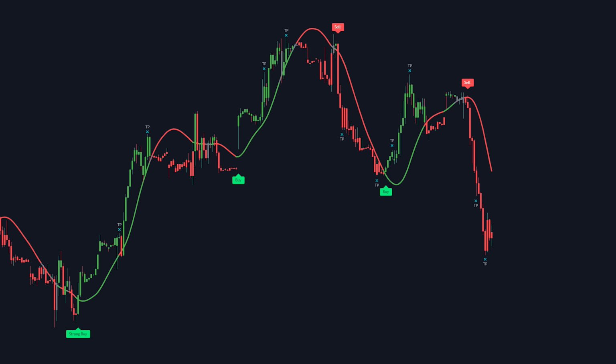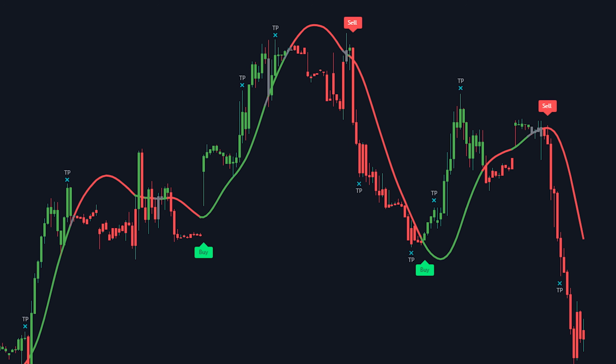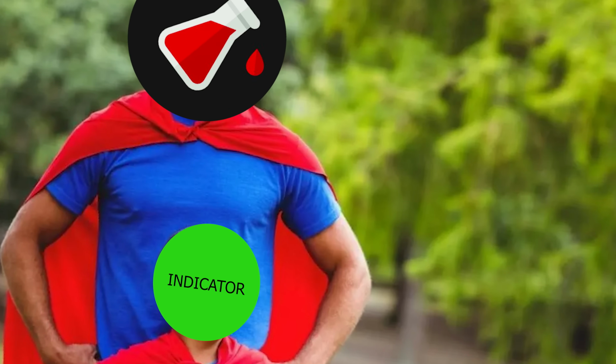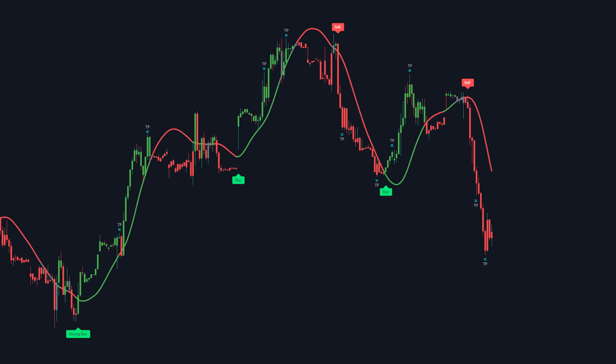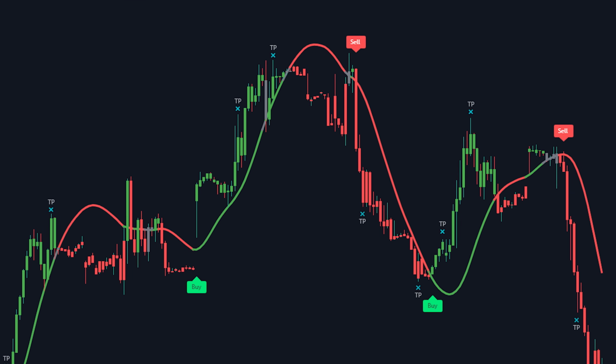Now, if you just look at this chart, look how beautifully the indicator bought and sold the bottoms and tops. I'm so proud. You did good, son. You did good. Now, sadly, the indicator isn't always going to give us perfect entries and exits like this.